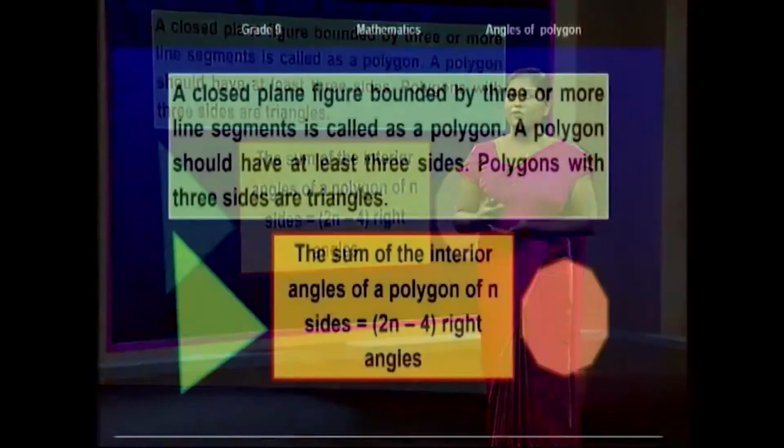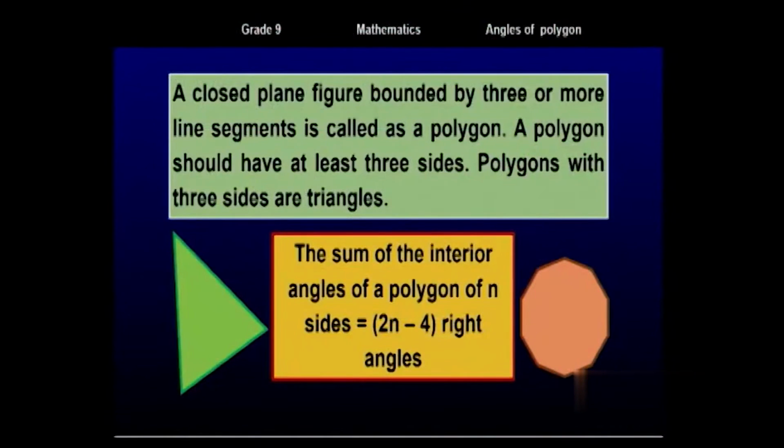A closed plane figure bounded by 3 or more line segments is called a polygon. We learned that. And also a polygon should have at least 3 sides. Remember it. A polygon should have at least 3 sides. Polygons with 3 sides are triangles. Do you know about that? Polygons with 3 sides are triangles.